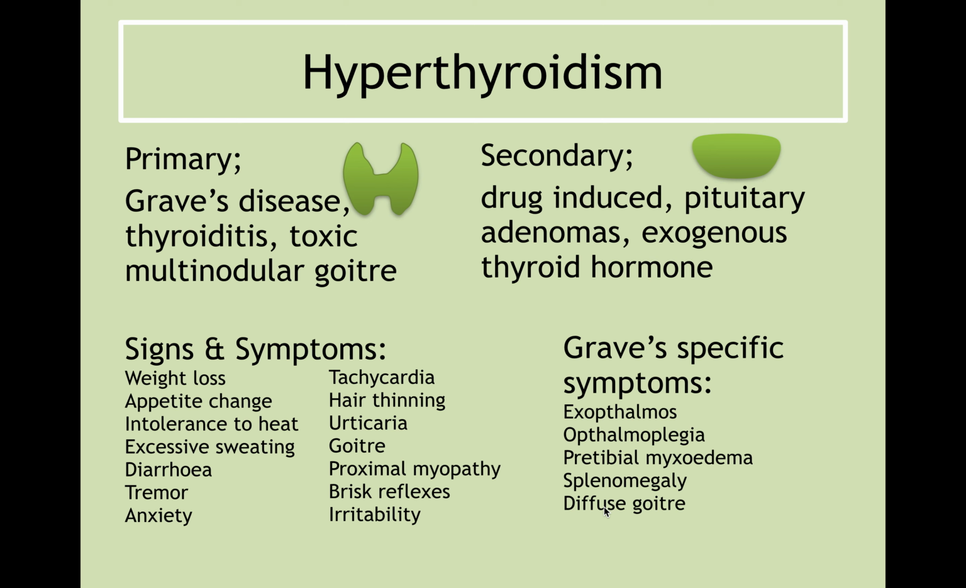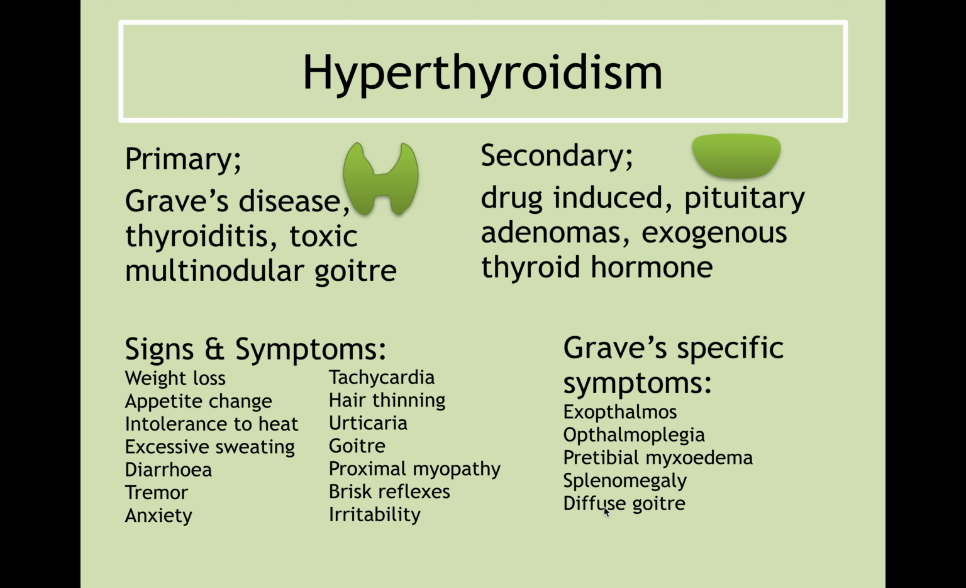So signs and symptoms of hyperthyroidism, I like to think of everything working overtime. The thyroid is overactive and everything else is overactive. This means that you lose weight, you're too hot, you sweat profusely, your bowels are overworking, you're getting diarrhea, you're tremulous and anxious, your heart beats too fast. You also get hair thinning, you do get a goiter, you get brisk reflexes and you're irritable, and you can get proximal myopathy as well.